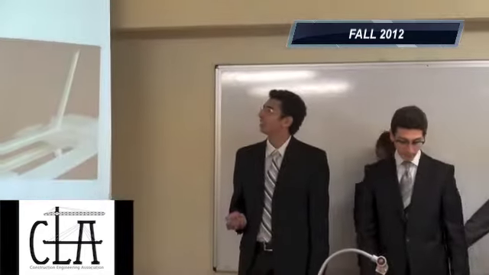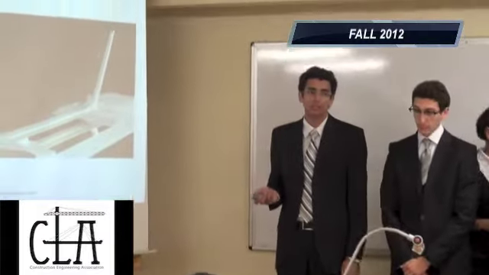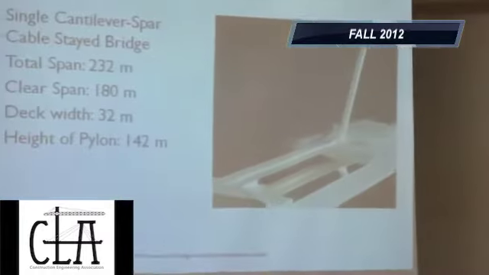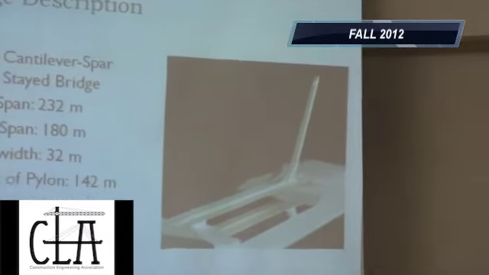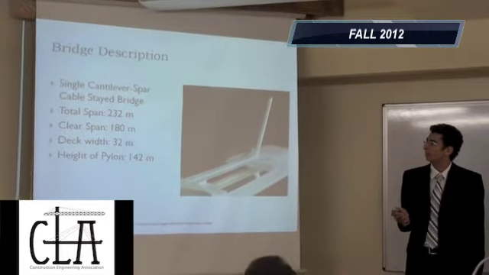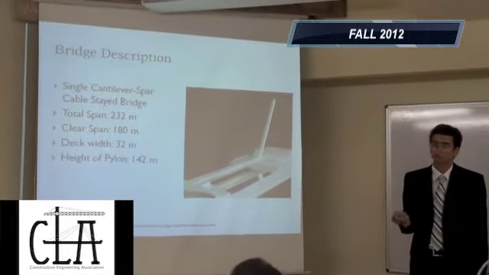The existing bridge is a cable-stayed bridge with a single cantilever spar. The total span is 252 meters, and the free span is 180 meters. The deck width is 32 meters, and it has a pylon. The vertical height is 142 meters.